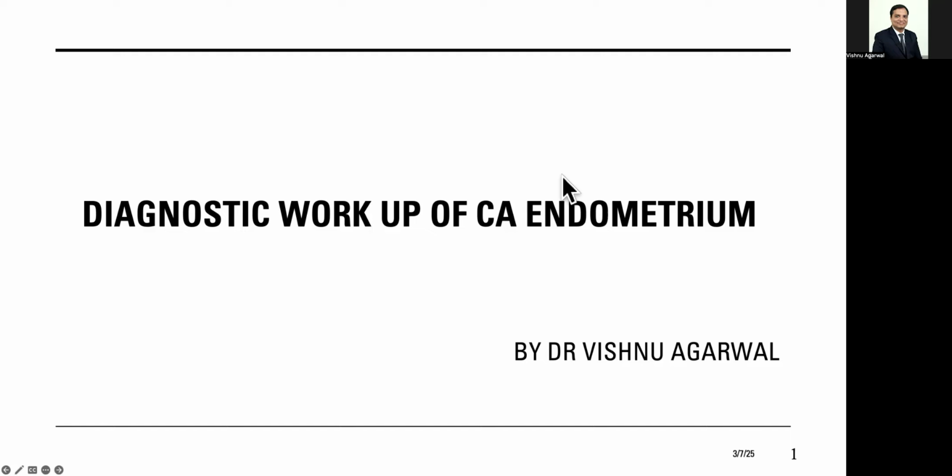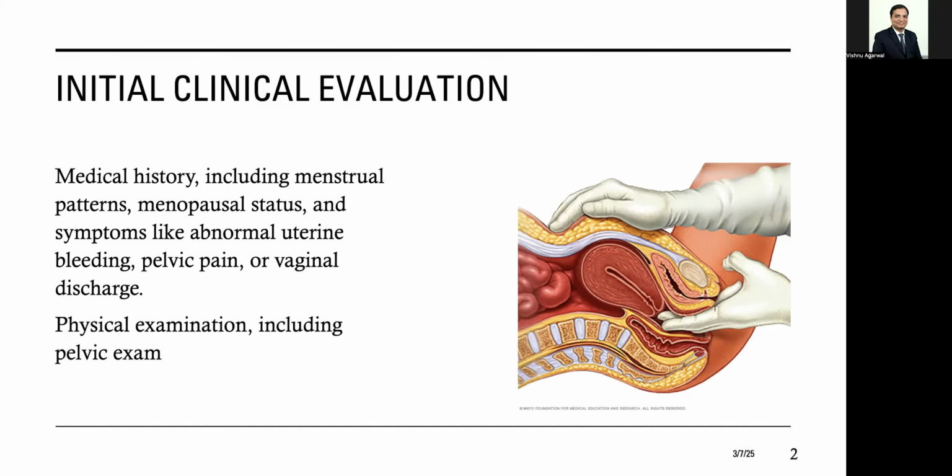Today we will be discussing how to diagnose endometrial cancer and do further workup before proceeding to treatment. When the patient presents with abnormal uterine bleeding, the description of which was already given in our previous clinic, then we take a proper medical history and do a pelvic examination.